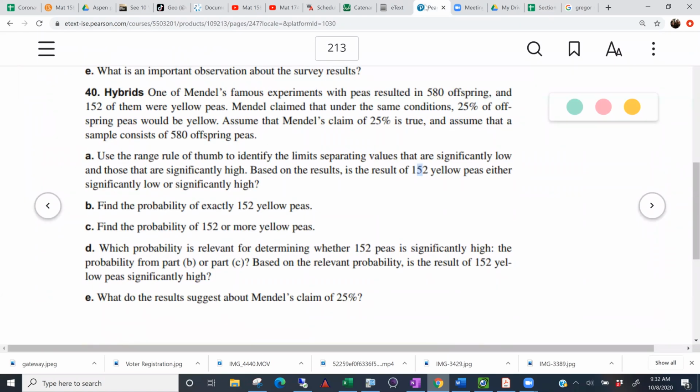Which probability is more relevant for determining whether 152 P's is significantly high? The probability from part B or part C? Based on the relevant probability, is the result of 152 yellow P's significantly high? Okay. So, well, what do you think? If I'm looking at the result of 152 yellow P's, should I be looking at part B or part C to try and determine if this is unusual in some way? Would you look at part B?